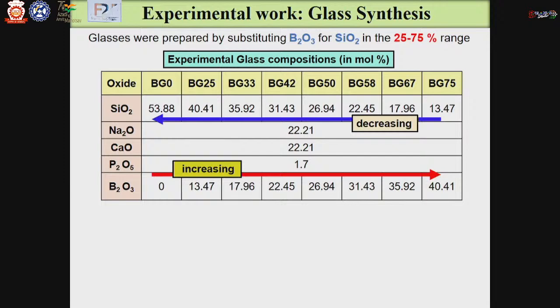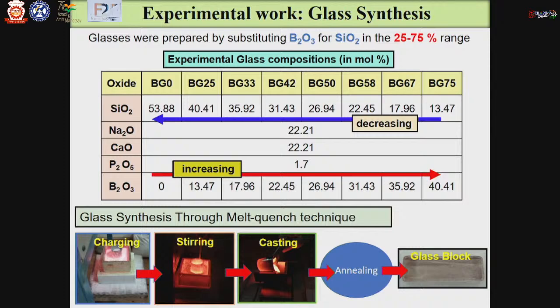And from the base glass, the SiO2 content was gradually replaced by B2O3. And you can see the 25, 75, Bg25, these numbers indicate that 25% of the SiO2 content is replaced by B2O3. And we have explored the 25 to 75% range because there are some literature reports earlier. So based on that, we have selected this range. And the glasses are prepared through conventional melt quenching technique. We all know about that.